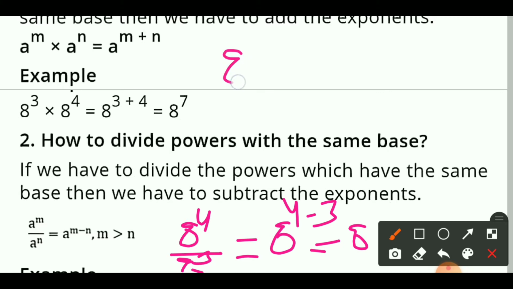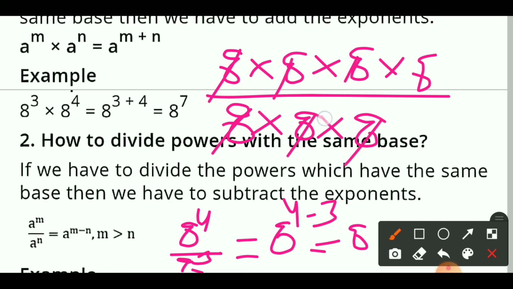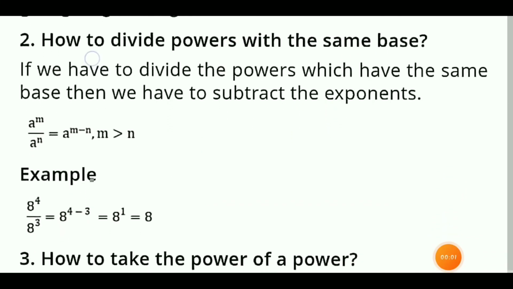How to check your answer? Here we have raised to power 4 in the numerator, so write 8 four times. In the denominator we have raised to power 3, so write 8 three times. Then cancel one with one, two with two, and three with three. What is left? 8. Which is easier, either writing this or the other way? Now see some more examples.